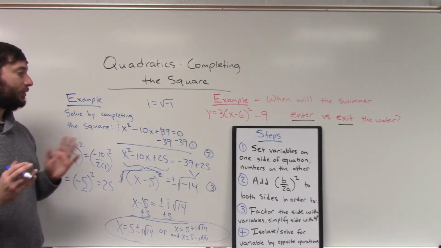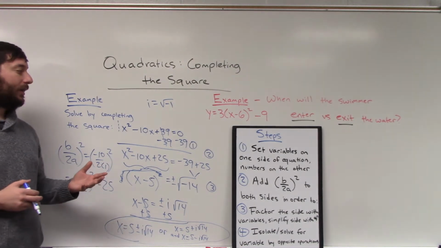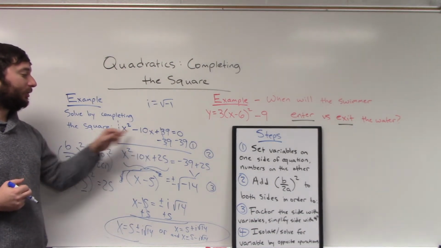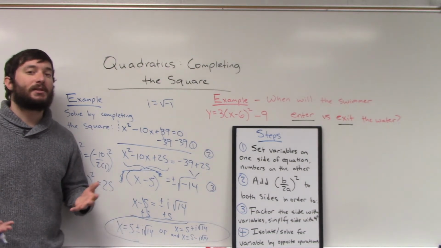Okay? So that would be how you can solve problems by using completing the square. And again, a use for that is that if you can't factor your original problem, if you're going to end up with solutions that are not whole numbers, that's when this method is going to become important.